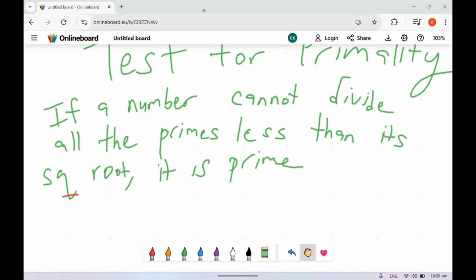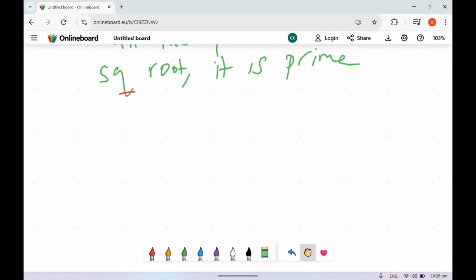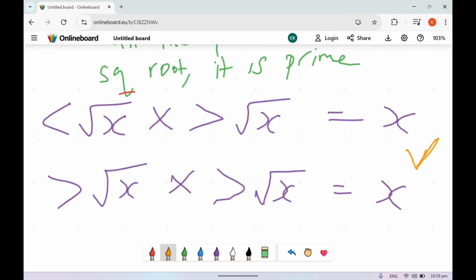So if you look back here, in fact, we just need to make sure that all the primes below its square root cannot divide it. And we know that this entire thing cannot be divided, so it's prime. Okay? Now, if you think about it, we have proven that this is possible. But this is impossible. It's no way possible.